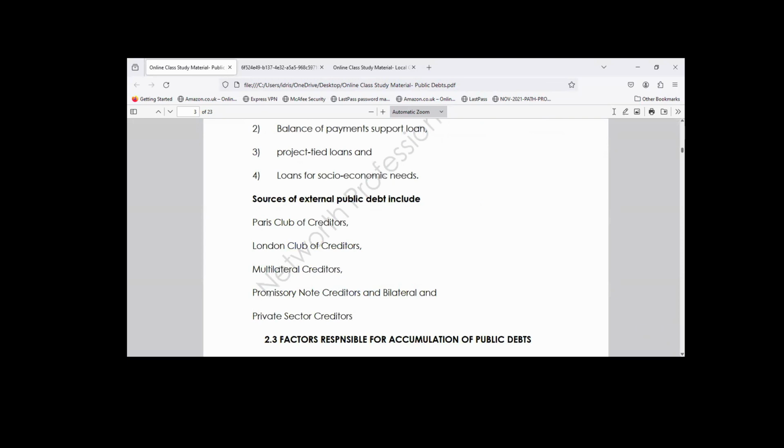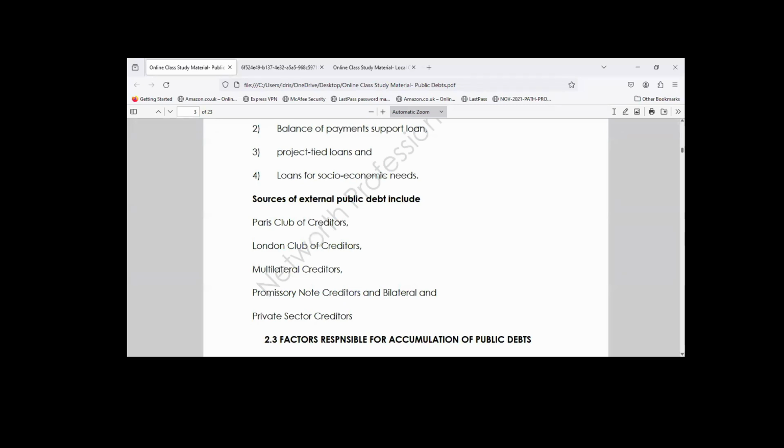I can get external loan from the Paris Club of Creditors, the London Club of Creditors, and multilateral creditors. Who are the multilateral creditors? They are the IMF, World Bank, European Development Bank, African Development Bank, Infrastructural Development Bank. All these are called multilateral creditors.